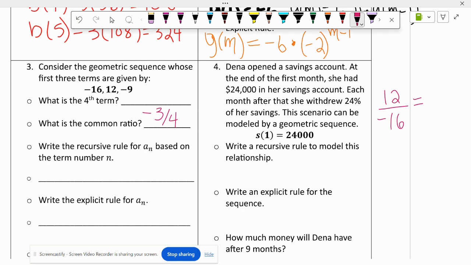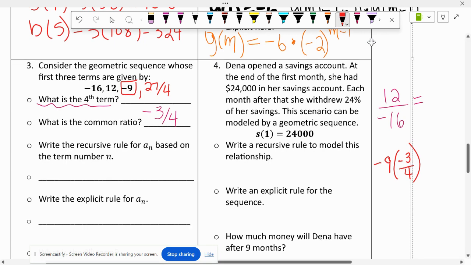So how am I going to figure out the next term, this 4th term? Because that's the first question. What is the 4th term? Well, I'm going to take the term that came before it, -9, and I'm going to multiply it by -3/4. So someone do that in their calculator. Yeah, the next term is 27/4.